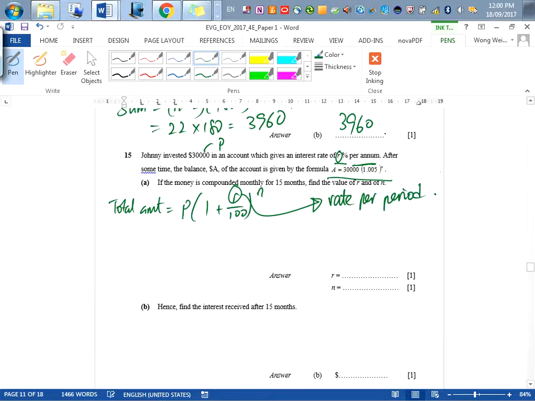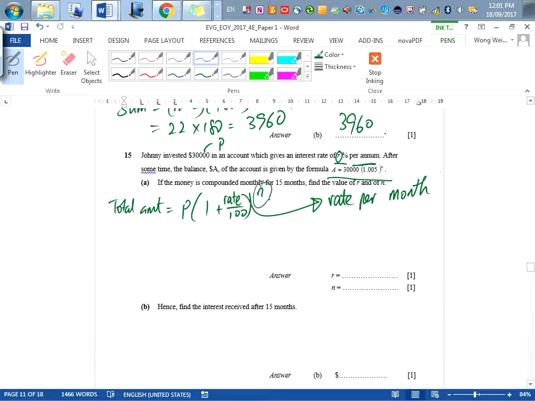What is a period? Is it a year? What does the question say? How often is the money compounded? Do they compound it once every year or once every quarter? Every month. So one period is 1 month. Per month. Okay? So in order not to confuse you, I shall rewrite this rate over here different from R.